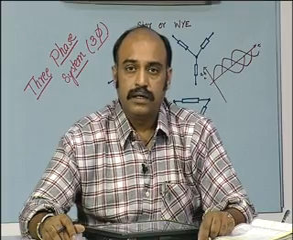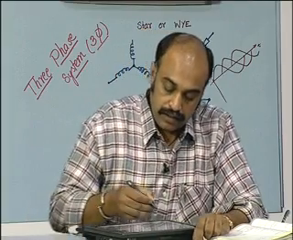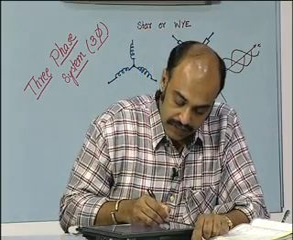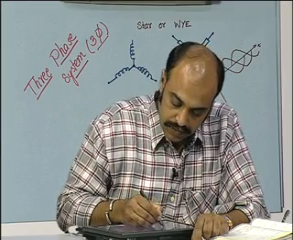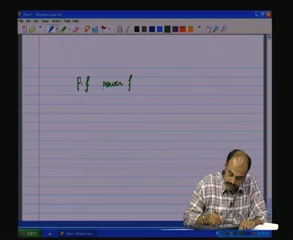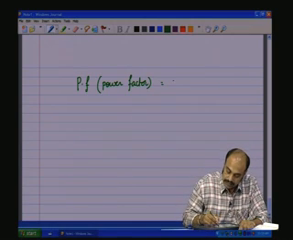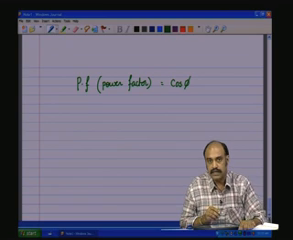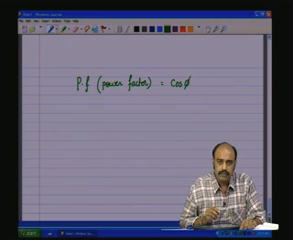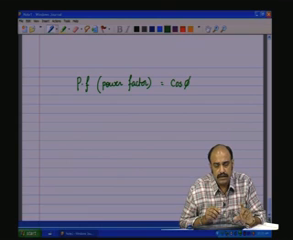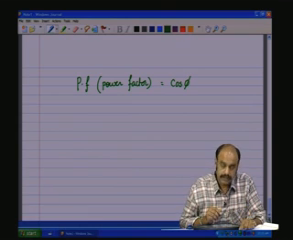We discussed earlier that power factor in the case of sinusoidal circuits is given by cos of phi, phi being the phase angle between the voltages and the currents in the phase.